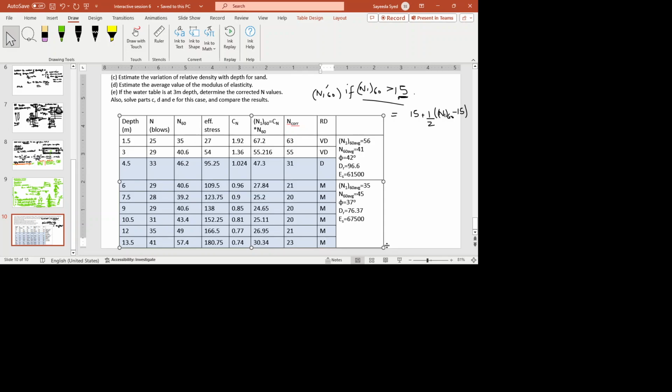So the rest of the procedure for calculating the N160, the phi, the DR and the ES is the same. The only thing is that in this case we have to apply the dilatancy correction, and only to those samples that are below the groundwater. When we are talking about cohesive soils, both of these corrections do not apply. So you have to keep that in mind.